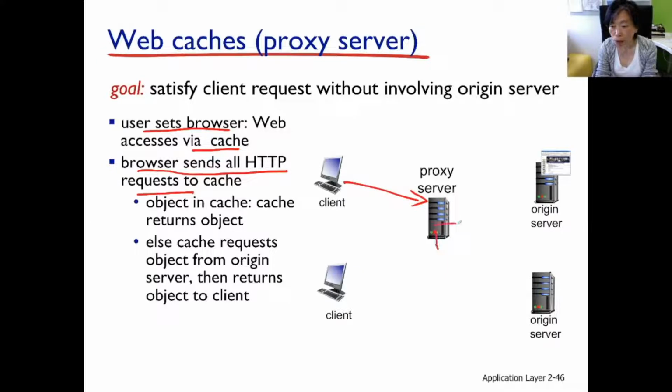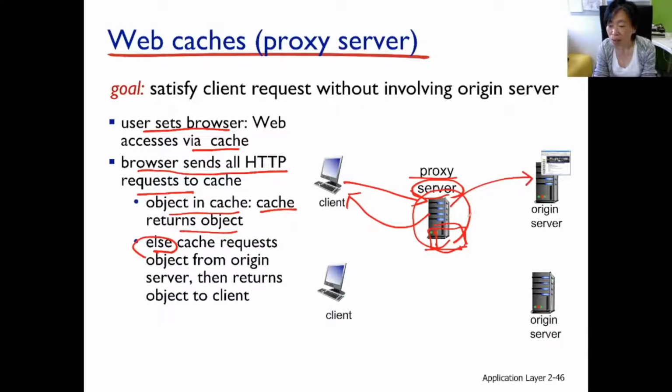If the object, the page we're looking for, is already in the cache, the proxy server sends the object back. So you see, it works somewhat like a server, but it's not the original server. It's somewhat a delegate of the original server having a copy here. So object in the cache, cache returns object. Otherwise, the web cache here would request from the server a copy of the object. So this request will be like the proxy server here behaving like a client of the original server.